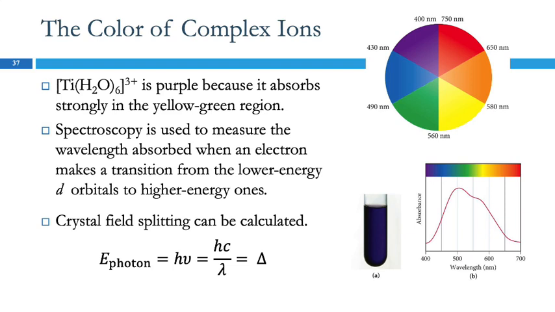So we can actually calculate the crystal field splitting by looking at the color or the wavelengths that are absorbed or transmitted. So the energy of a photon is Planck's constant times the frequency, or Planck's constant times the speed of light divided by the wavelength. And that is equal to the crystal field splitting energy. So we're looking at the energy that's absorbed, and we can calculate delta.